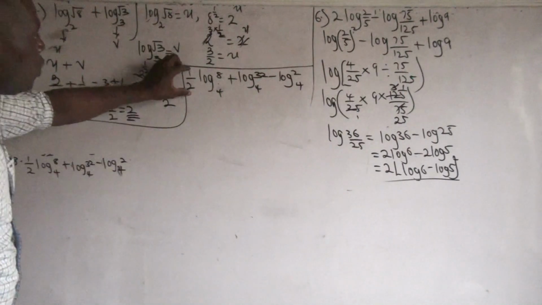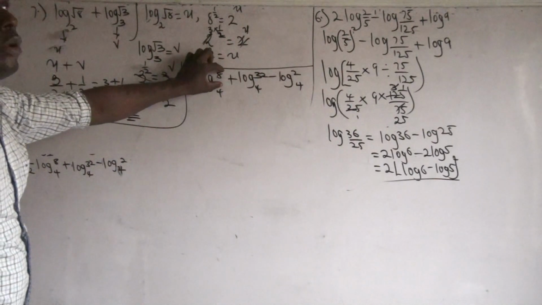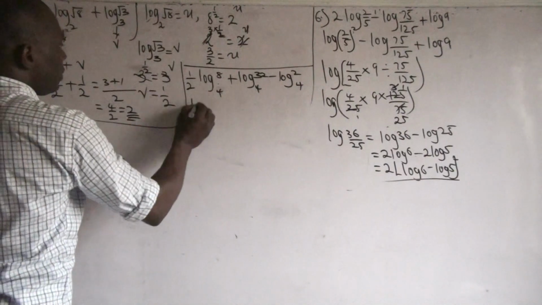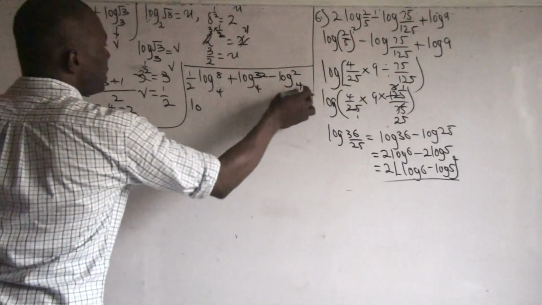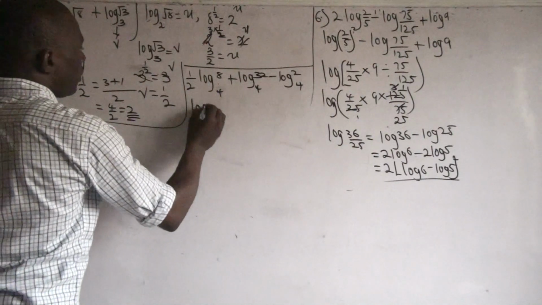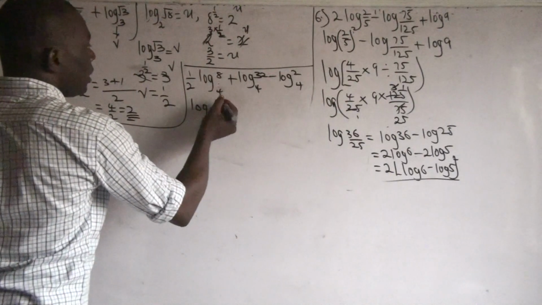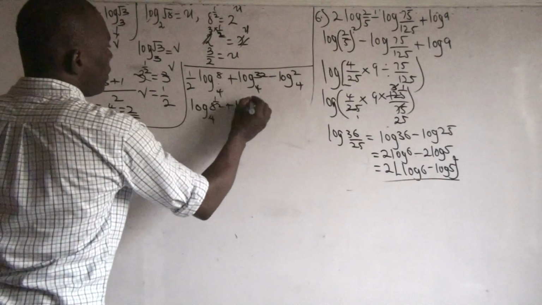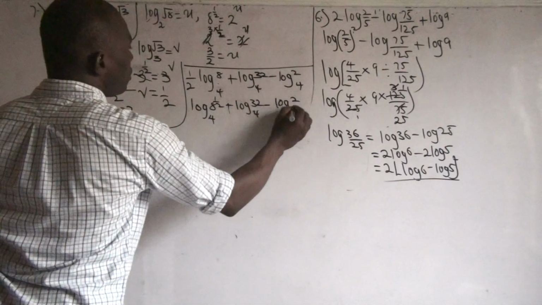Okay, here what we need to do, this half has to come here first. We need to abide by the rules, the laws. Because the bases are the same, another thing you should look out for is the base, they are the same. So this becomes log base 4 of 8 raised to power half, plus log 32 to base 4 minus log 2 to base 4.